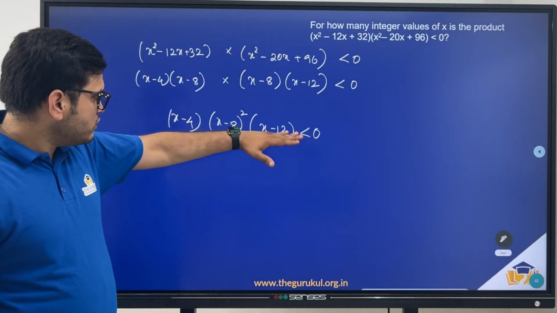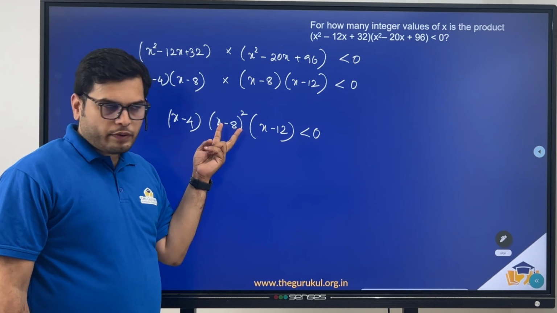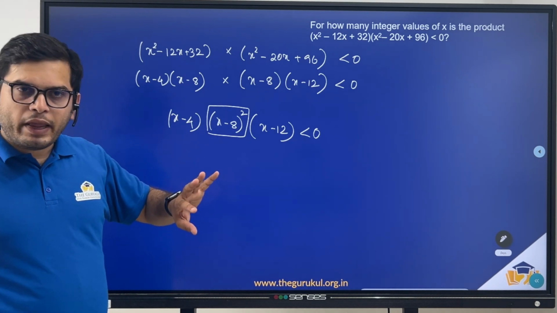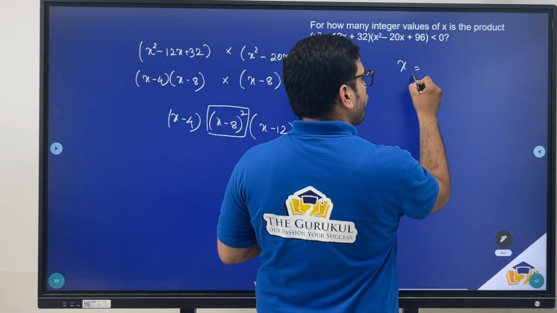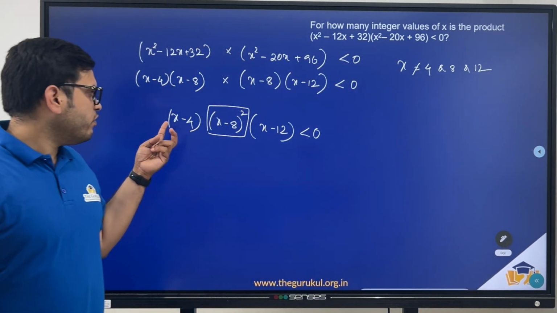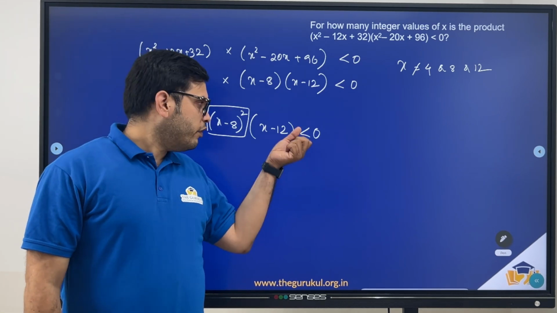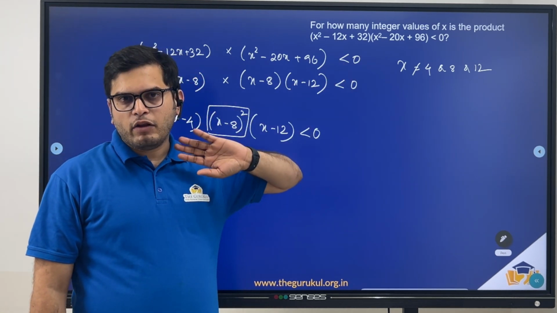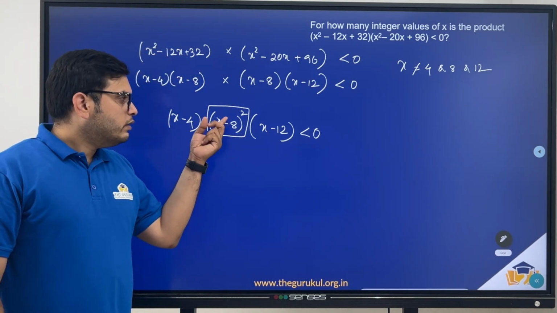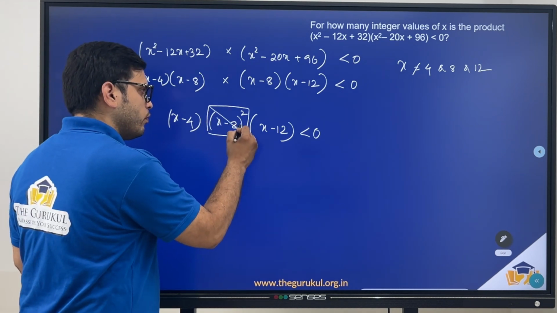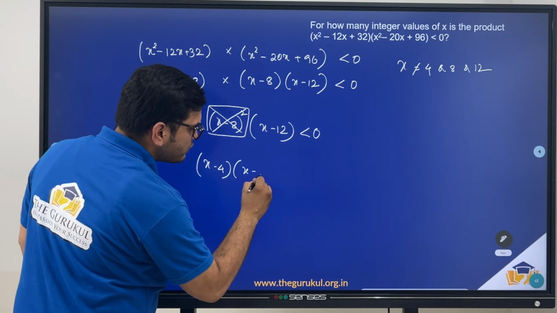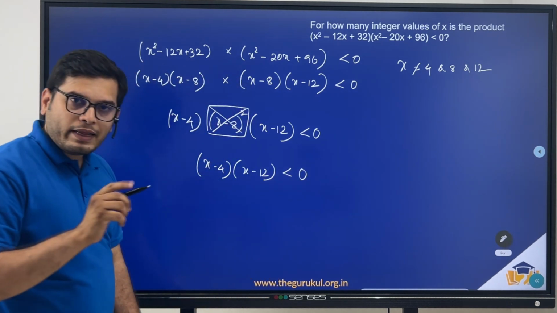Now for this to be less than 0, I know that x minus 8 whole square is non-negative and the value of x cannot be 8. Now x cannot be 4, 8 or 12, because when the value of x is 4, 8 or 12, this becomes 0. For this to be strictly less than 0, x cannot take the values 4, 8 and 12, right? And when x is not 8, this will always be positive, right? So x minus 4 into x minus 12 should be strictly less than 0.